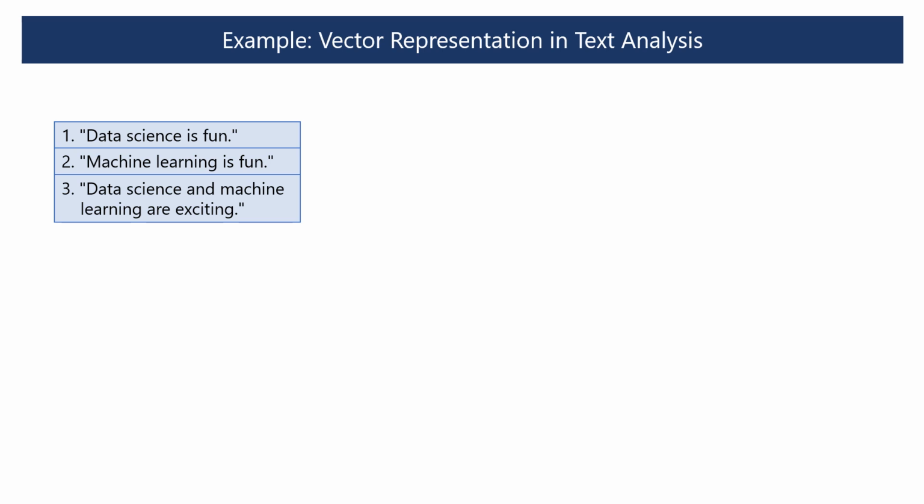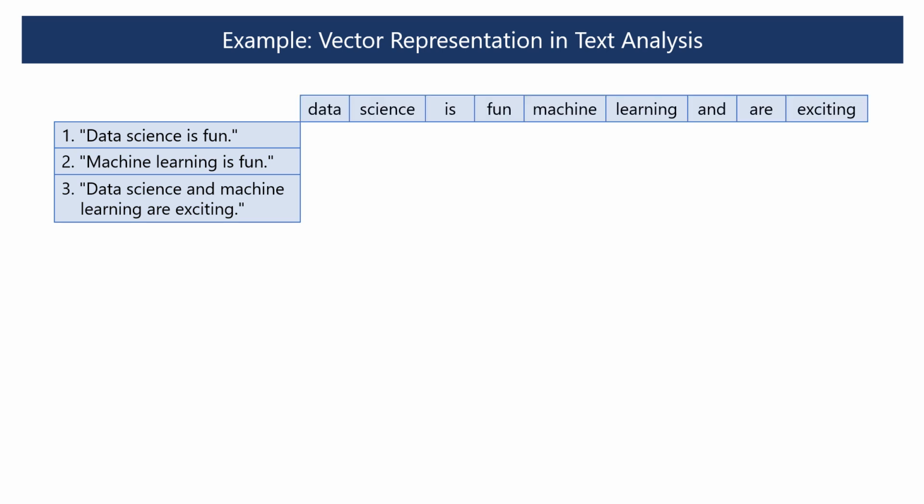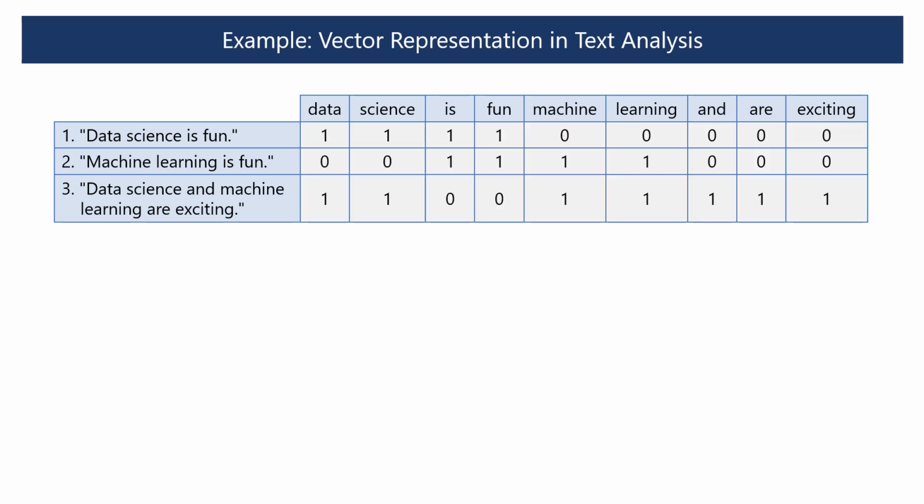Let's consider a simple dataset of 3 documents. Data science is fun. Machine learning is fun. Data science and machine learning are exciting. To build a vector space model, we first create a vocabulary of unique words from all the documents. Now, we represent each document as a vector in this vocabulary space, where each dimension corresponds to one of the words in the vocabulary. We can use the term frequency, that is, the count of each word in the document, as the value for each dimension.